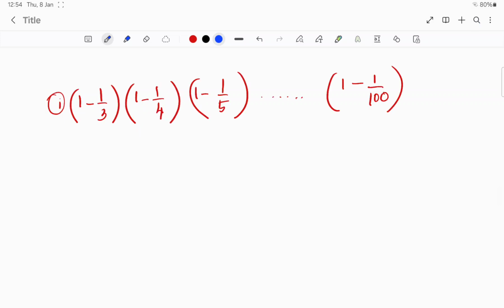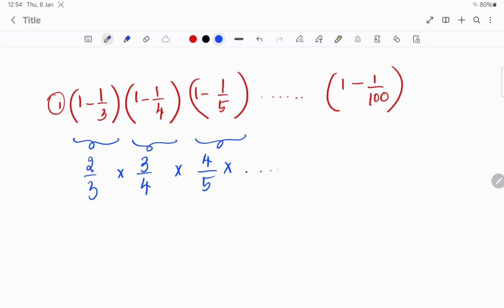this way. Okay, first term let's analyze. 3 is the LCM, 3 minus 1 is 2 by 3. Okay, next term, 4 is the LCM, 4 minus 1 is 3 by 4. Multiplication is there. Third term, 5 is LCM, 5 minus 1 is 4 by 5. So on. The last term, 100 is the LCM, 100 minus 1, 99. So here we are getting cancellation: 3 cancelled, 4 cancelled, 5 will be cancelled because the next term will be 5 by 6.